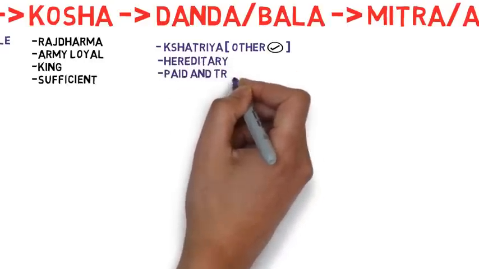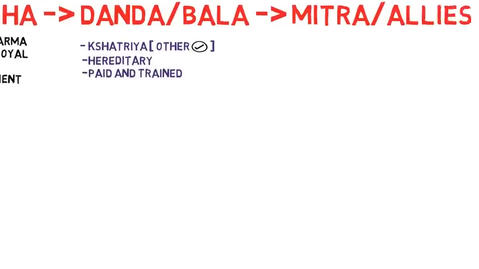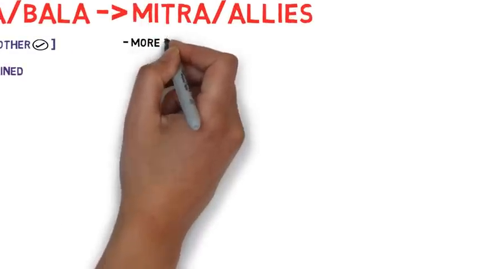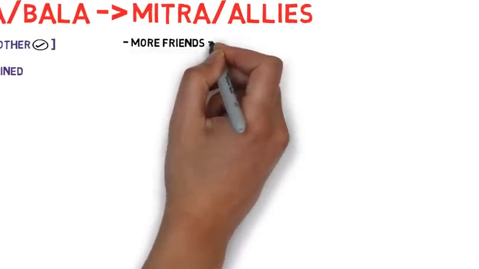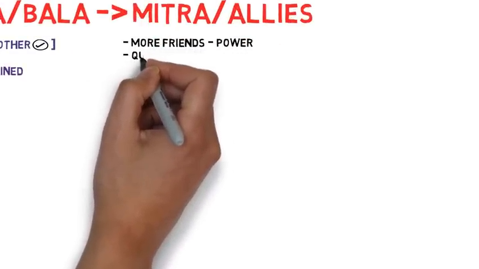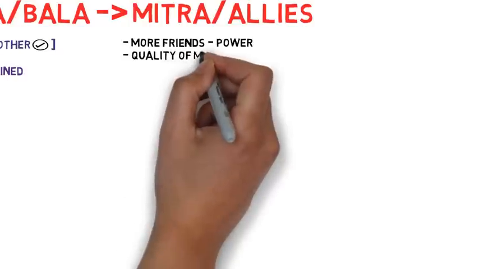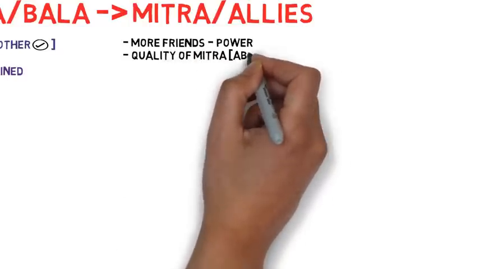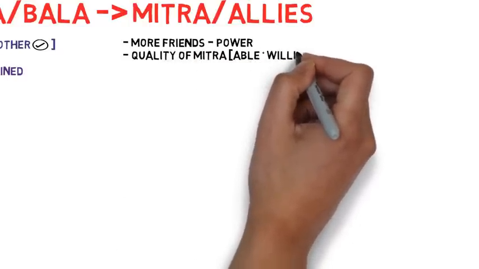The seventh and the last element is the Mitra or allies. Symbolic importance of the allies is that the allies, Mitra, are acknowledgement of the king's power. Everyone wants to be the friend of the powerful. He also discusses the quality of Mitra: he should not only be willing to help but also should have the capacity to help.